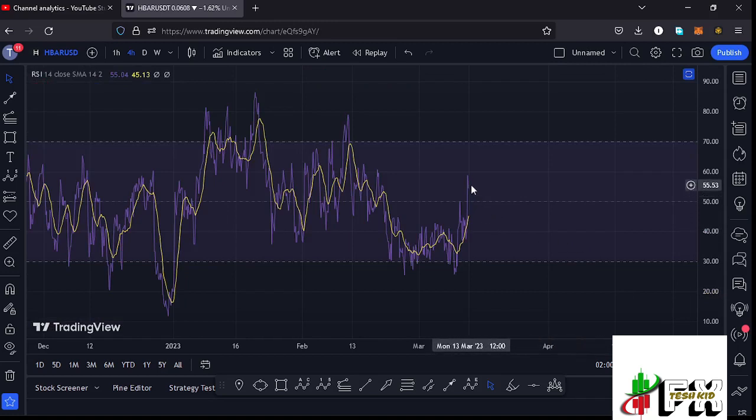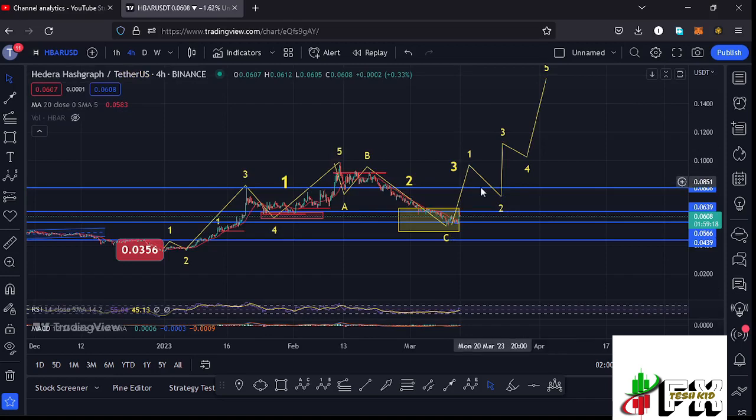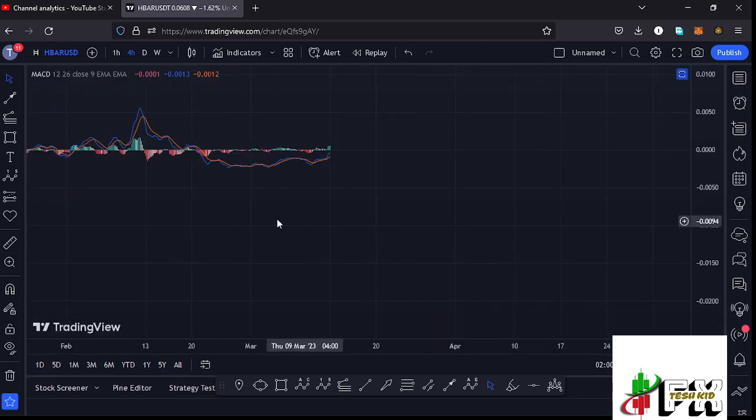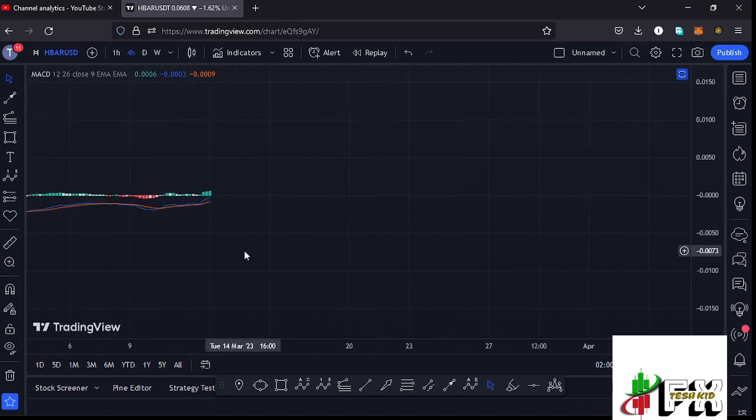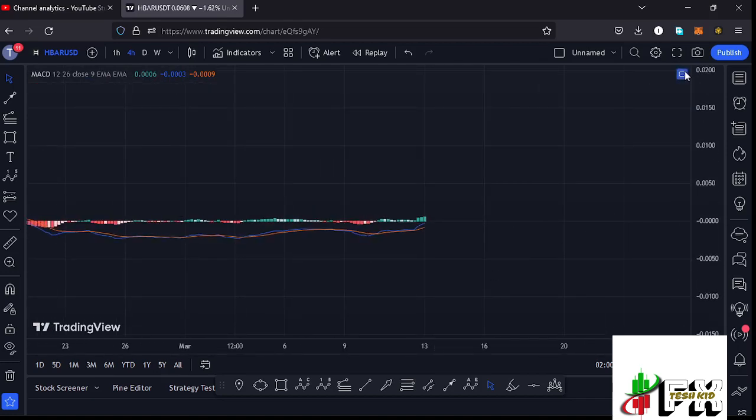On the RSI, you can see we are trading at around the 55 mark, meaning we have massive room for us to fully support higher prices in the formation of that wave 3. Also taking a look at the MACD, we have been able to print a bullish cross, fully supporting higher prices in the formation of that wave 3.